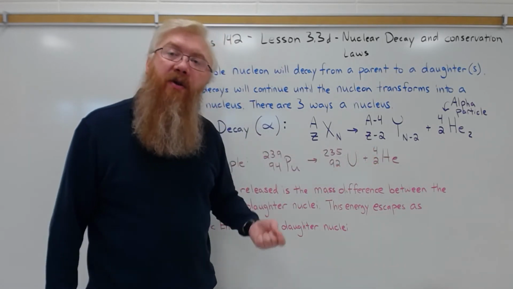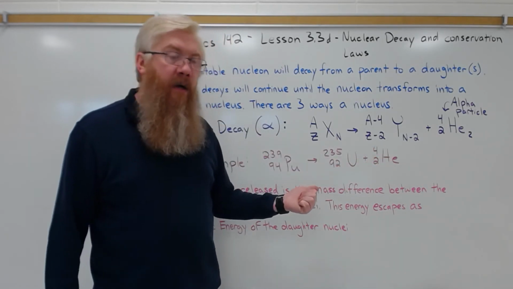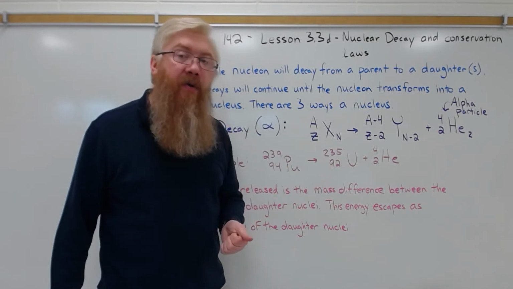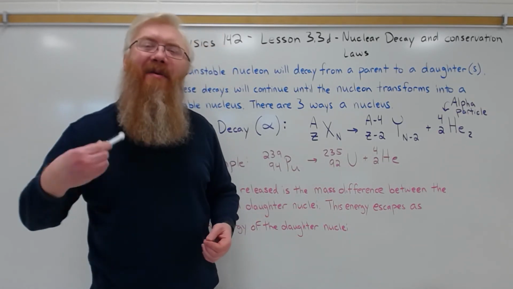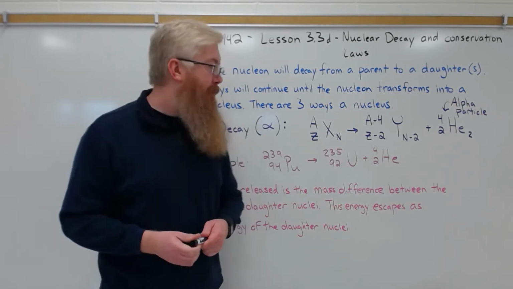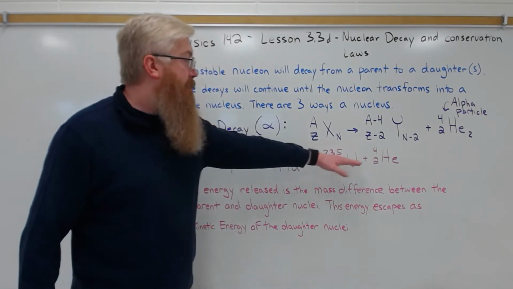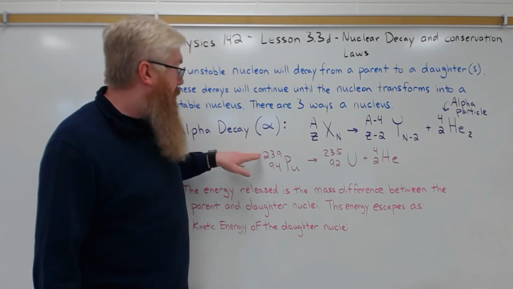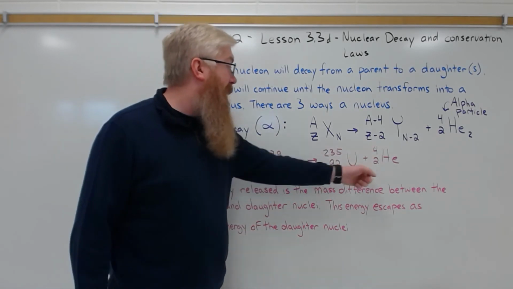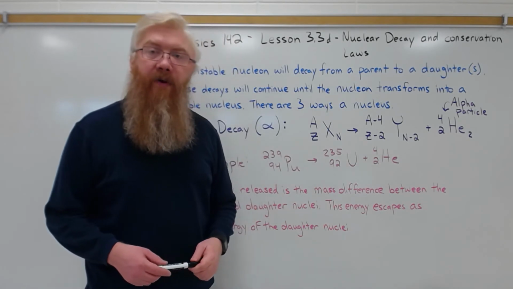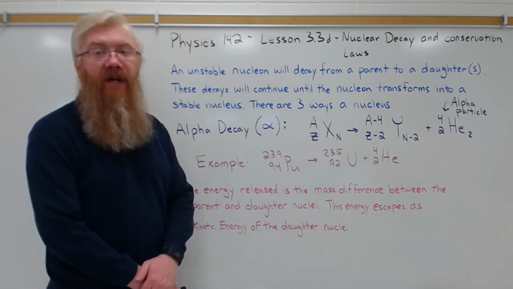I'm not worried about electrons. This is a nuclear reaction, right? Electrons can come from the nucleus or can be absorbed by the nucleus, and we'll talk about that in the next part of this video. But for alpha decay, we're just worried about the same number of particles before and after, the same amount of positive charge before and after. That is alpha decay.